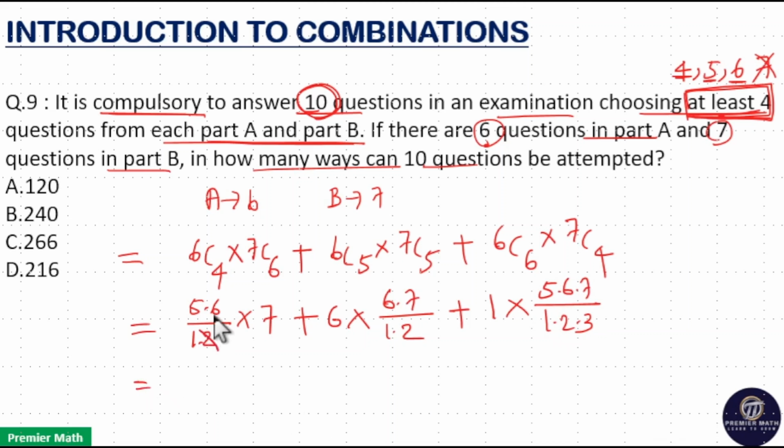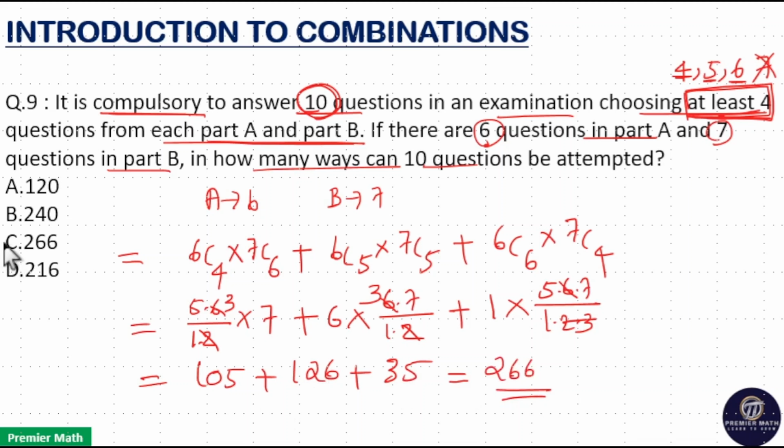Now this is equal to, 2 goes 3 times in 6, 2 goes 3 times in 6, and here 2 into 3, 6 cancel. Now 7 into 3, 21, 21 into 5 is equal to 105 plus, and 21 into 6 is equal to 126, and here 7 into 5, 35, which is equal to 126 plus 105, 231, 231 plus 35 is equal to 266. So 266 ways. Option C is your answer.